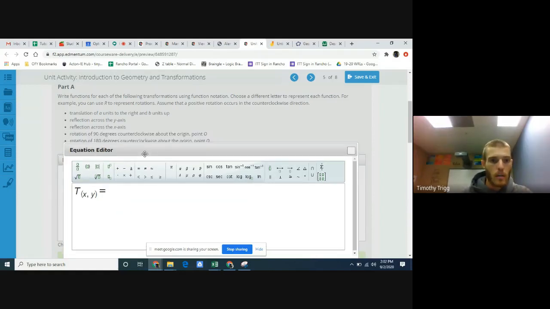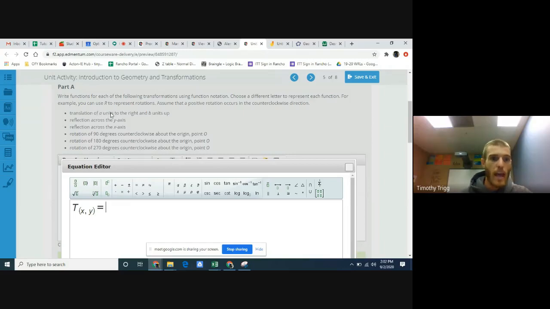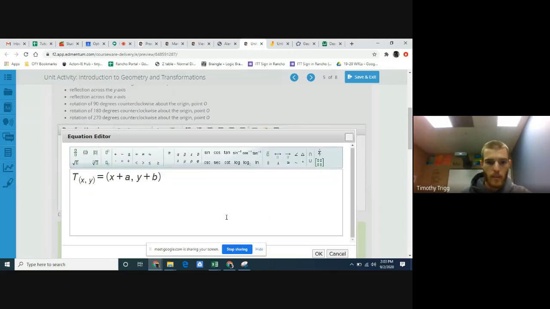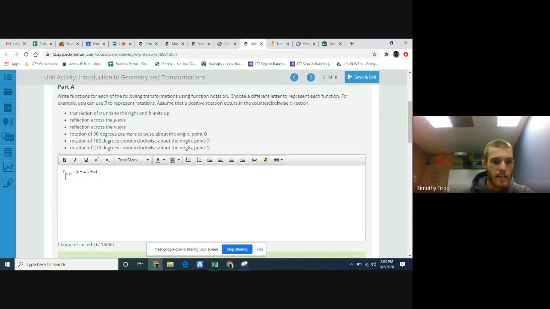Now the first one, if you read the problem here, it says translate A units to the right and B units up. So what that function is going to look like is pretty simple. The X value will be increased by A. This will move the function A units to the right. You might be able to guess what the next part of this is, Y plus B. That's it for the first one. Simple. So what this will do is it takes the function and it moves the function A units to the right and B units up.